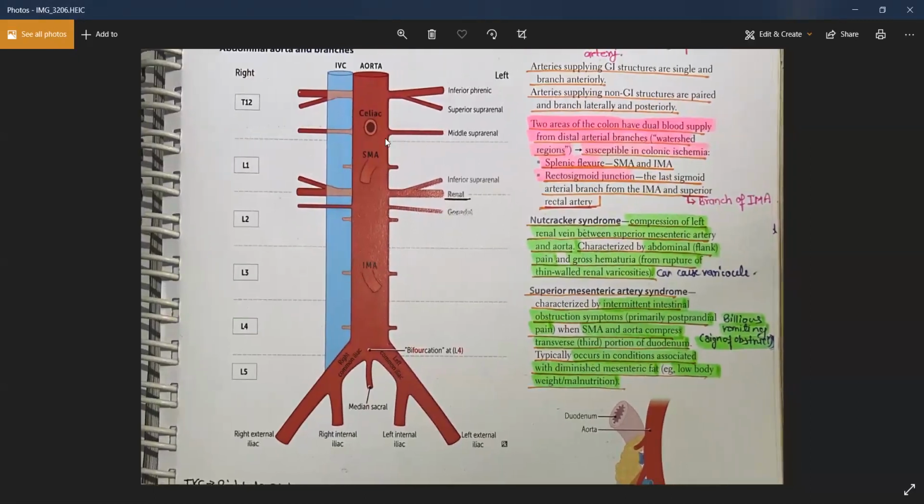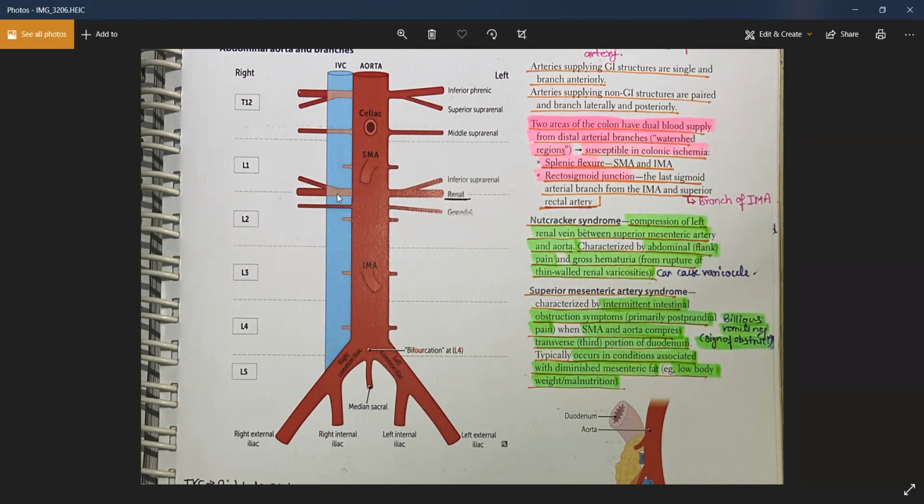And know the location of the inferior vena cava, which is to the right of the abdominal aorta. This is the left, this is the right part. So the inferior vena cava is on the right side of the aorta. The inferior vena cava drains the blood from the kidneys, right? So the left renal vein must be longer than the right renal vein because the cava is more on the right side than on the left side. So the left renal vein has more length than the right renal vein. Another important thing.